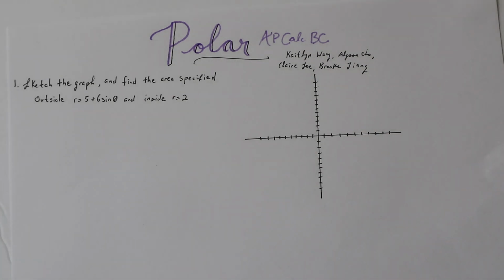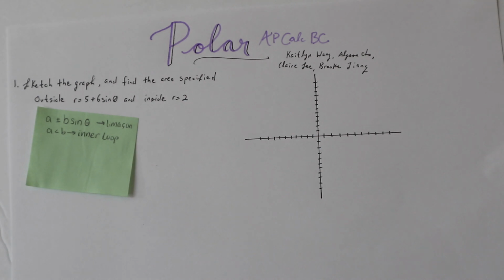The first step is to figure out what type of graph r equals 5 plus 6 sine theta gives you. Because that equation is in the form a plus or minus b sine theta, you know that the equation is going to give you a limaçon. And because a is less than b, because 5 is less than 6, you know that the limaçon will have an inner loop. We know that the second equation, r equals 2, is a circle because the radius is consistently 2 all around the graph.